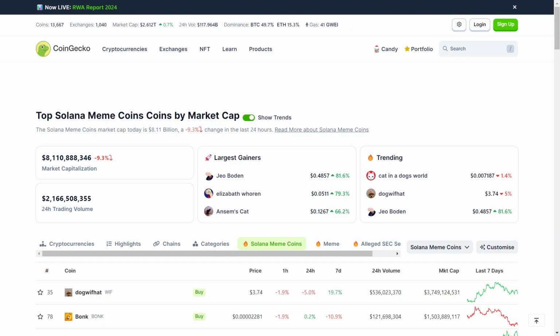On the coin's page, scroll down to the market section. This section lists the cryptocurrency exchanges where the coin is listed and available for trading. Look for exchanges that support Solana trading pairs.